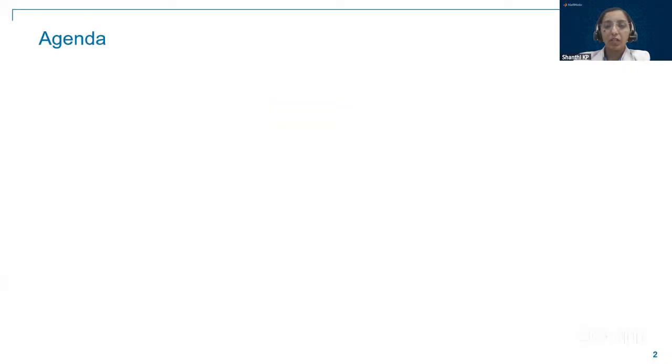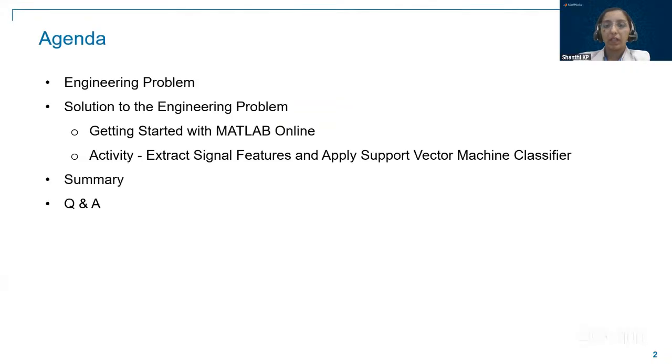In this session, we will begin by defining the engineering problem we are trying to solve today. Next, we'll explore a solution to this engineering problem, walking through the key steps and considerations. After that, I'll guide you through getting started with MATLAB Online, ensuring that you have the tools you need to follow along with me. After that, we'll move on to the hands-on activity where we will extract signal features and apply support vector machine classifiers in MATLAB.